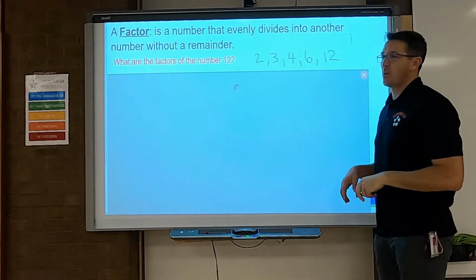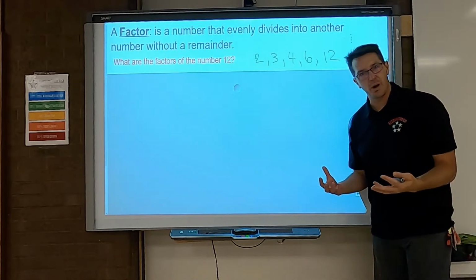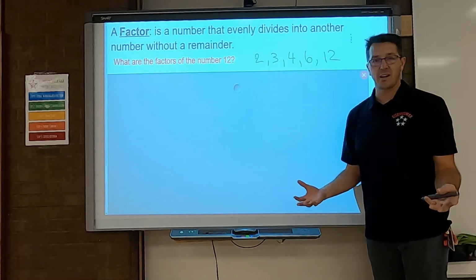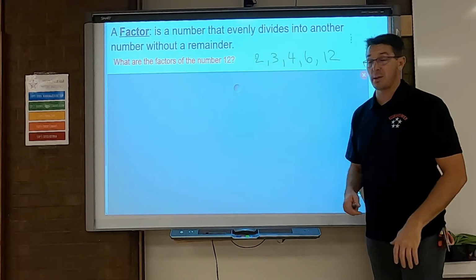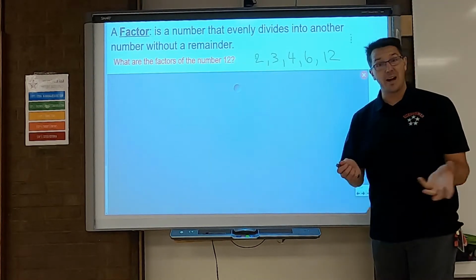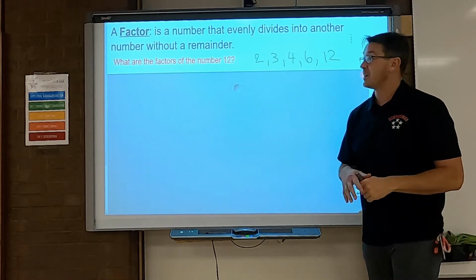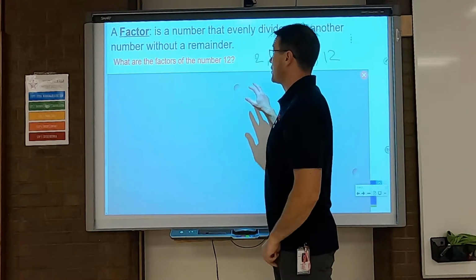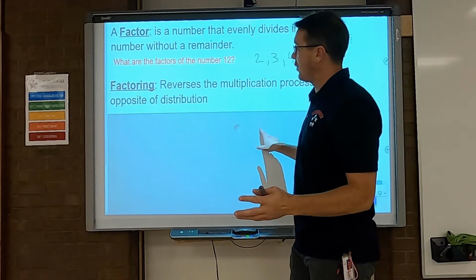The reason why I didn't write down 1 is because 1 doesn't really change a problem. It is a factor, but if I divide something by 1, it's just going to give me the same number. It's actually the identity property of division that if you divide anything by 1, you get the same number. So you don't really need to use it. So I know what factors are. They're the numbers that evenly go into it. So you say, well, why do I need to know that?